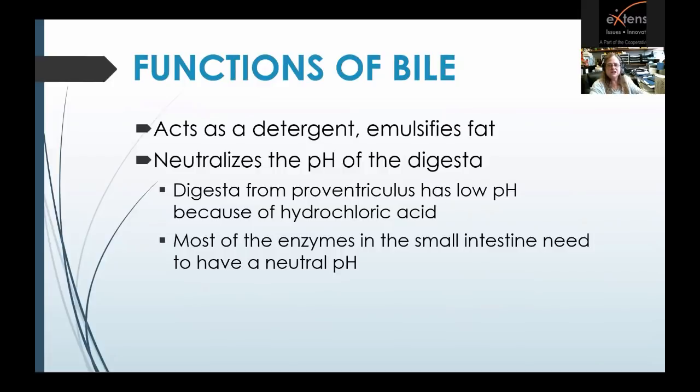Bile acts as a detergent, so it emulsifies the fat. It neutralizes the pH, because the digesta from the proventriculus has a low pH because of the hydrochloric acid. And most of the enzymes that the pancreas secretes into the small intestine need to have a neutral pH. So thus the important role of bile.